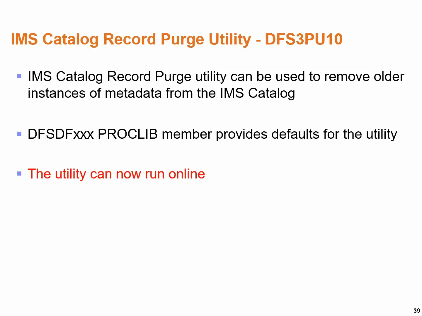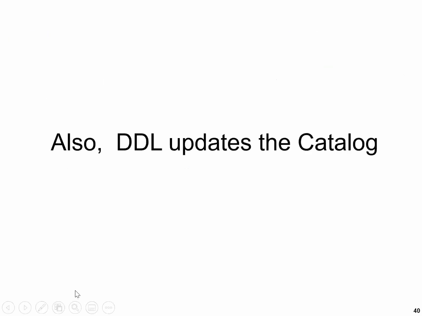The catalog purge utility, here it is. The module name is DFS3PU10. This is a utility that can be used to remove the older instances in the IMS catalog. This utility had a problem a while back where it could only run when IMS was down. We fixed that. It can now run as a BMP job. So this utility can run online now, right?